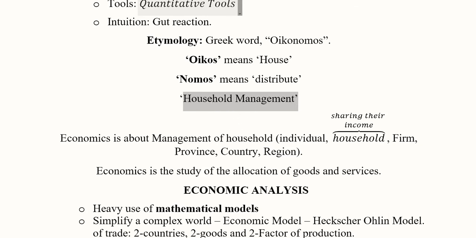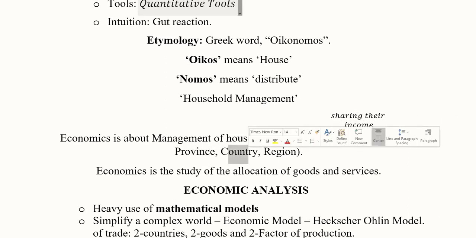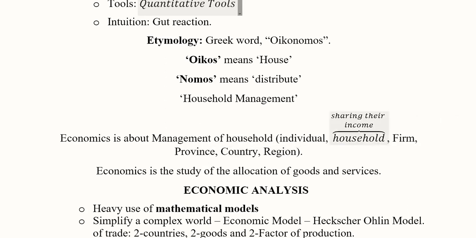So when we talk about household management, it is not limited to just a household. It can be extended to any higher level, like a firm, like a province, like a country or a region, or even at global level, because management of the resources is done at all levels. This can also be downgraded to an individual's level, because an individual also has some resources to manage. So the resource management or the allocation of resources is in the very foundation of our economic study.